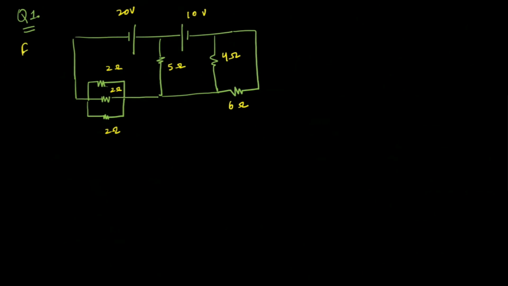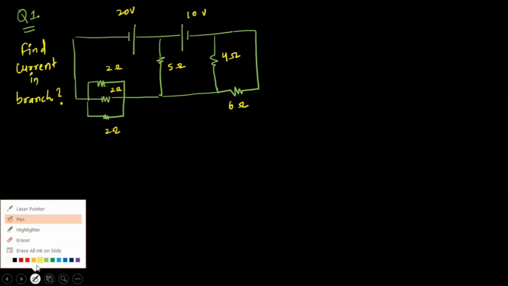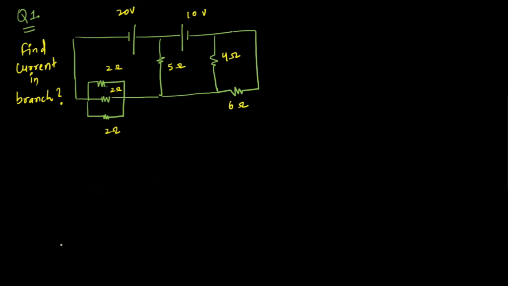So we have to find the current in each branch. Let us see how we can solve this particular problem. Again, a very important question. If you understand this particular part, it is very easy to go with it. So in order to find the current in each branch, can we make this circuit a little bit simpler? Can we just simplify the circuit a little? I guess yes, we can.